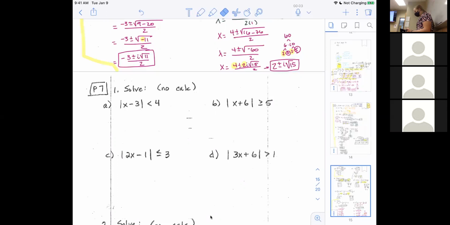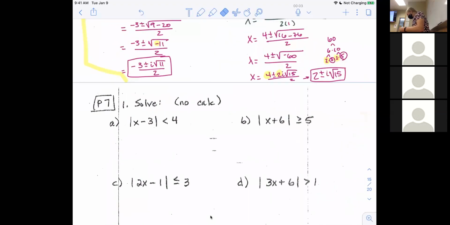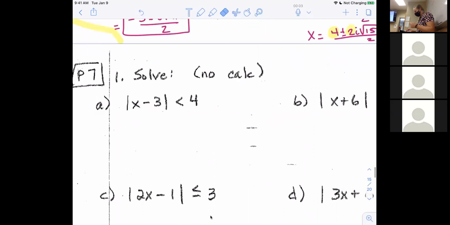Okay, so today we're doing P7. I'm not moving too fast. We'll break for lunch around 55-ish or wherever we're at a good stopping point. We're dealing with inequalities with absolute values and then also with quadratics. So we're going to start with the absolute values.